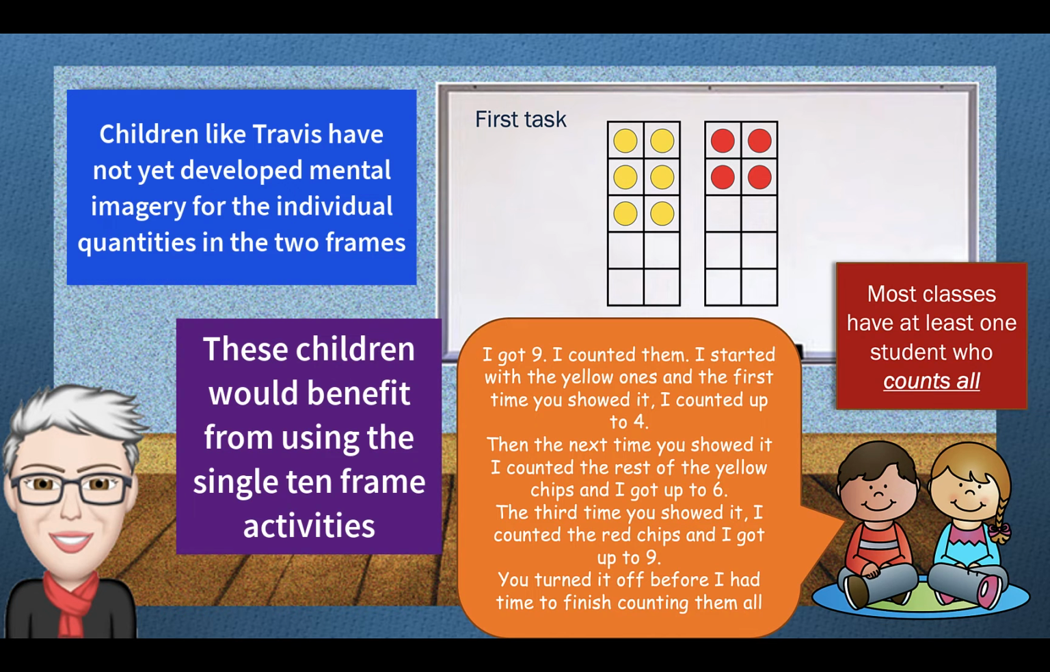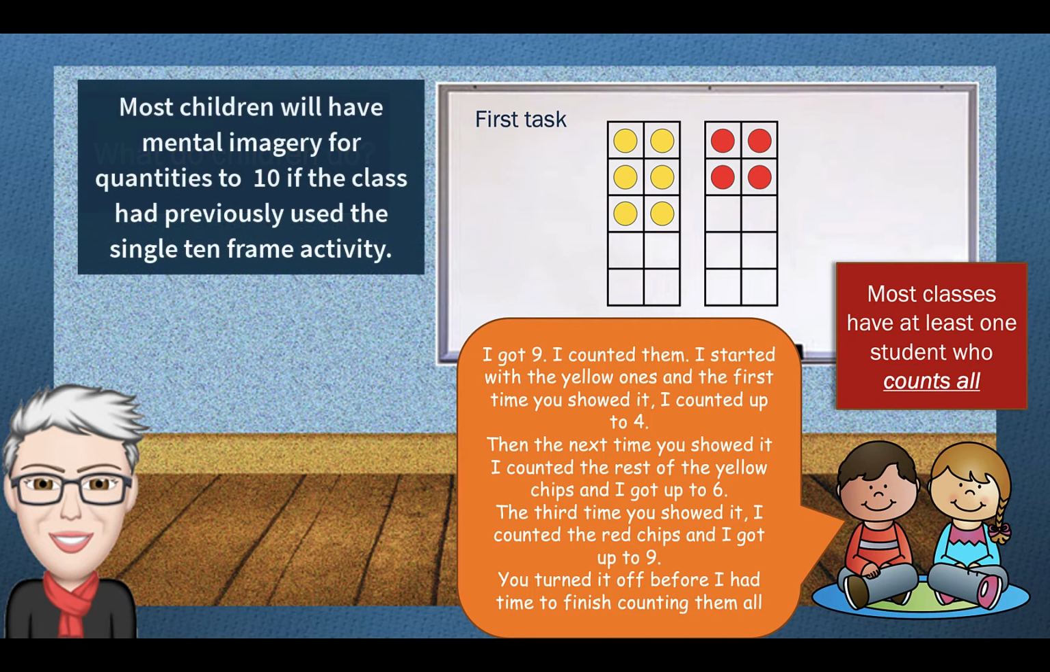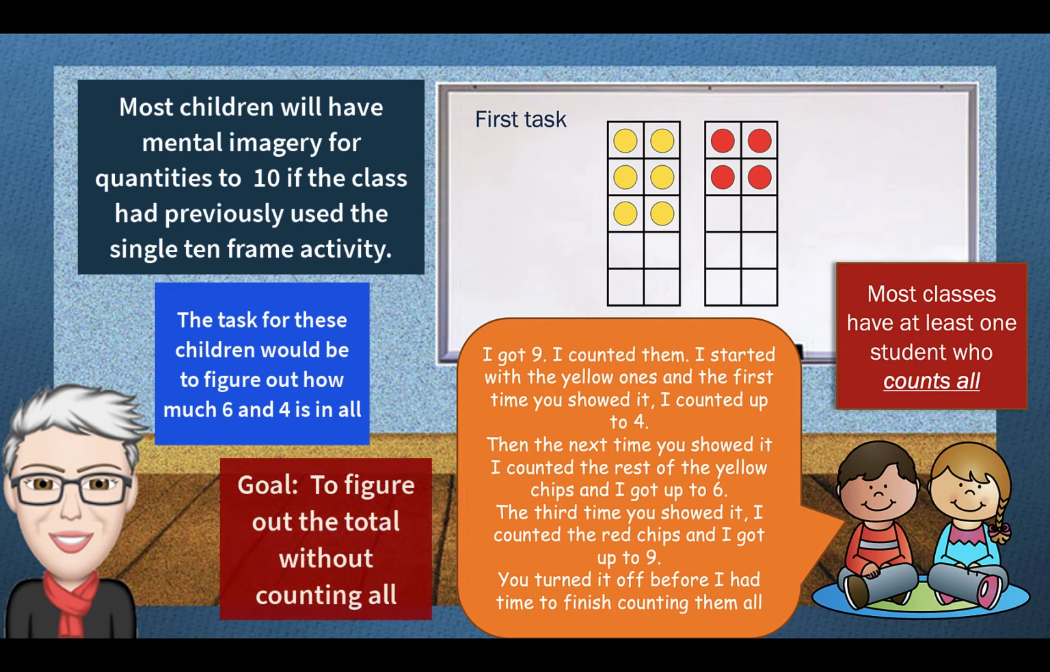However, if the class had previously used the single 10-frame activities, most children would have mental imagery for quantities to 10 based on the 10-frame and would see the first frame as showing 6 and the second as showing 4. For these children, their task is to figure out how much 6 and 4 make together. And that is the purpose of using the double 10-frame activity. Our goal is to foster children's development of ways to figure out the totality using approaches other than counting all.